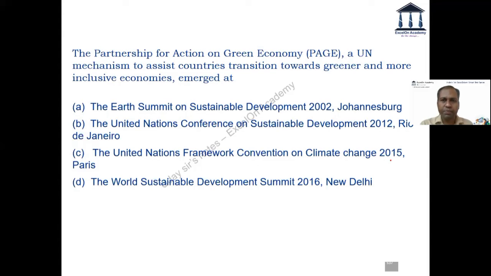Partnership for Action, a UN mechanism to assist countries transition towards greener and more inclusive economies, emerged at. Now, I believe some current affairs must have come, because "emerged at" means it must have been in the news. So whatever is the option, that's the option. So the option is B.